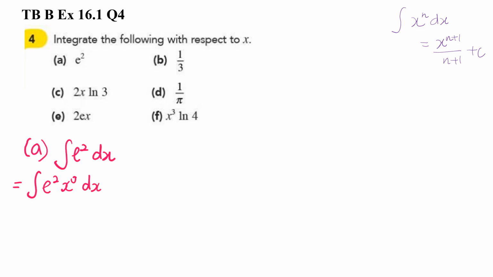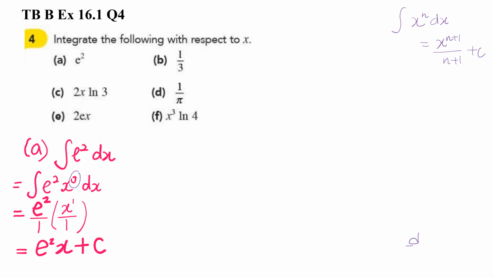Alright, so e squared is a constant, we can just take it out of the integral sign, we don't have to bother with it. Okay, and then you will see that this is the one we need to work on. So 0 plus 1 will give you 1 divided by 1. So what you're getting is e squared x plus c.